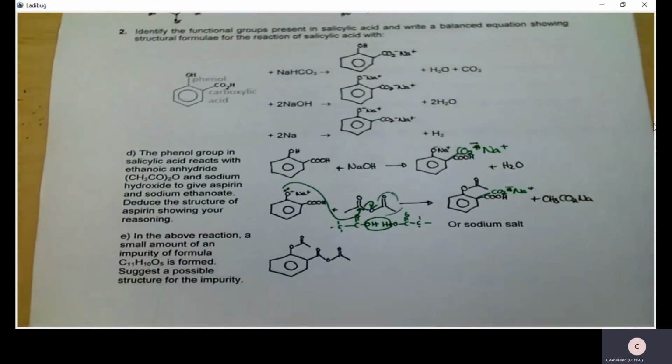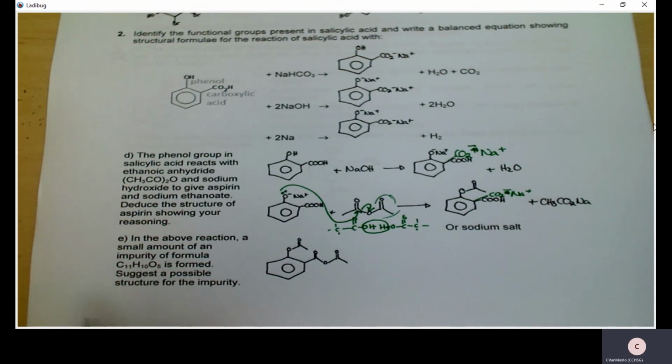Now, examiners do quite like this. Here's the formula of something else that was formed. And it's a question that often causes problems. What we often find is that people just go, okay, I'll draw out something that is C11H10O5, but you're not going to get any old random impurity. You're going to get things that could specifically be formed from the reactions that we've got here.